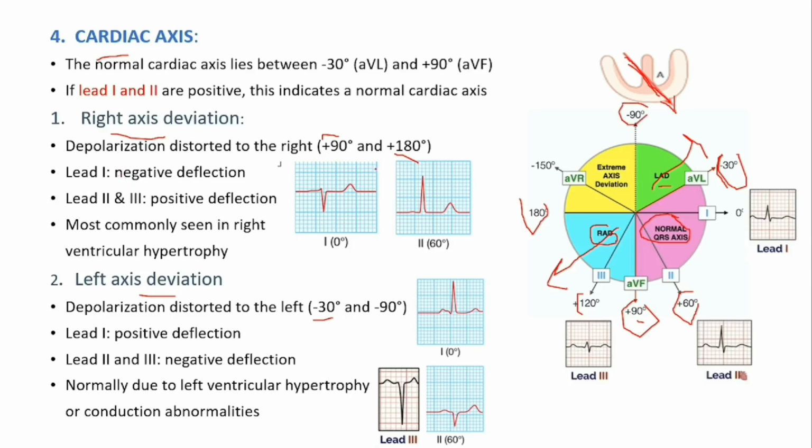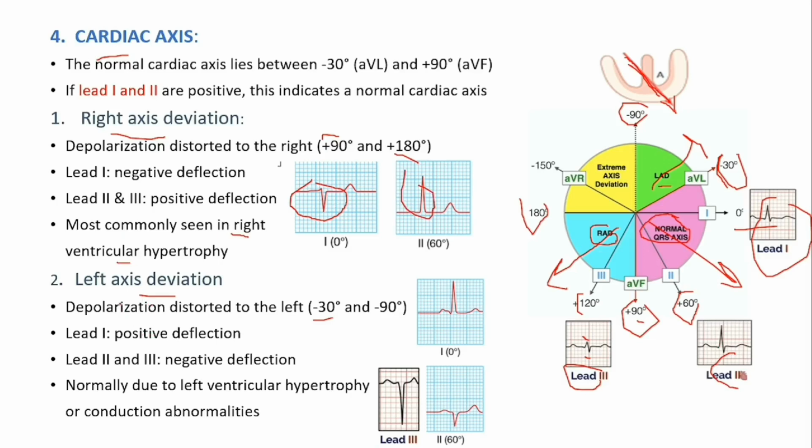Now normally, when the axis is in this range, lead 1 is positive, lead 2 is positive, but lead 3 has some positive and negative deflection. But when the axis is here, in right axis deviation, lead 1 becomes negative and lead 2 is positive. So lead 1 becomes negative in right axis deviation, and it is mostly seen in right ventricular hypertrophy.